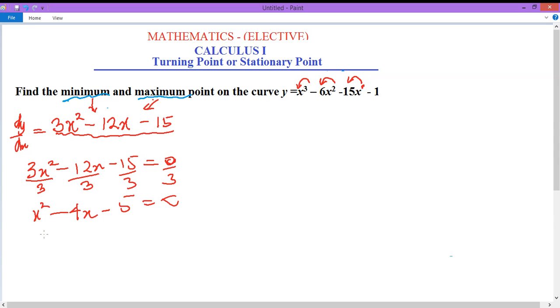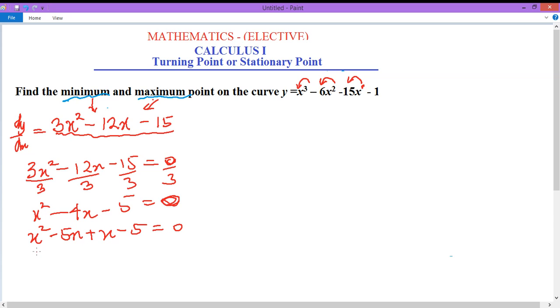Solving further, good. We are going to look for two numbers that when they multiply, you get -5, but when they add, you get -4. The numbers are -5 and +1. So we split the 4x into that: x squared minus 5x plus x minus 5 is equal to 0.